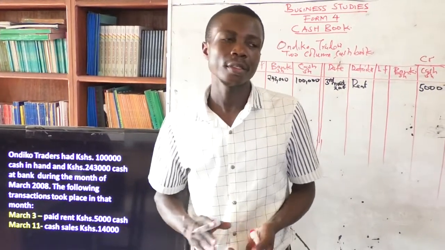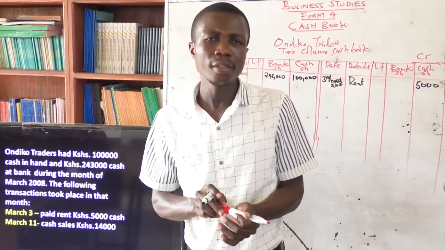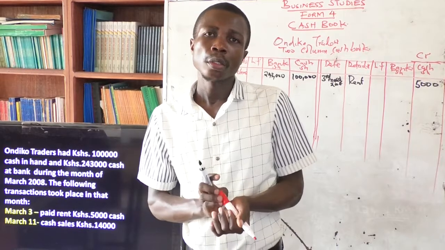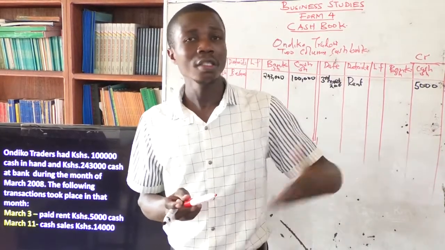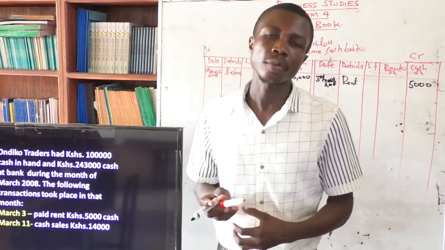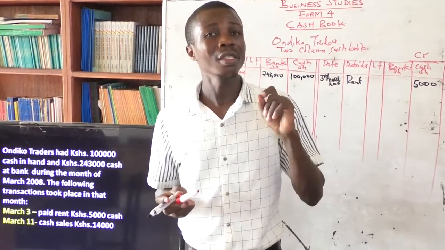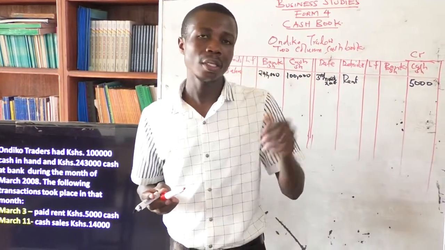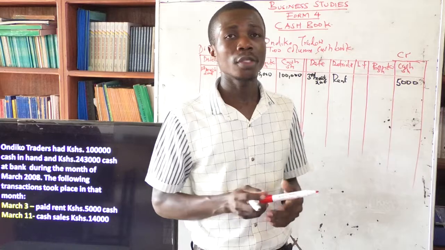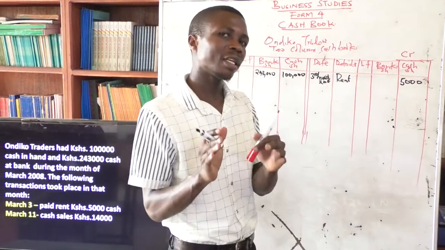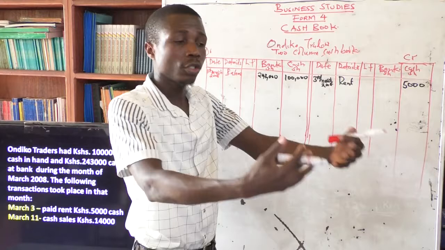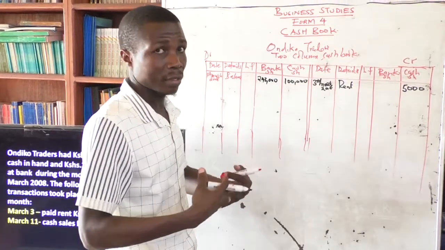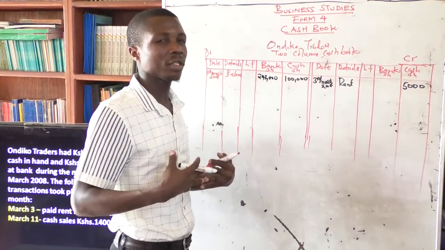Then the following question, 11th March, cash sales of 14,000. In the sales we always talk about the stock. Stock are always being increased in the business by purchase. When you purchase stock, you increase the stock in the business. When you sell stock, you reduce the stocks in the business. That is in ledger terms. So when there was cash sales, that means that cash was received.